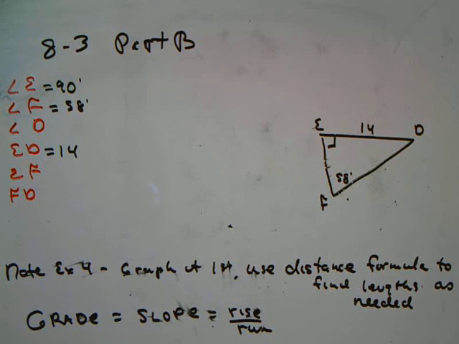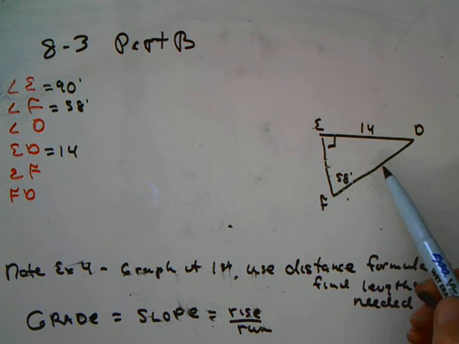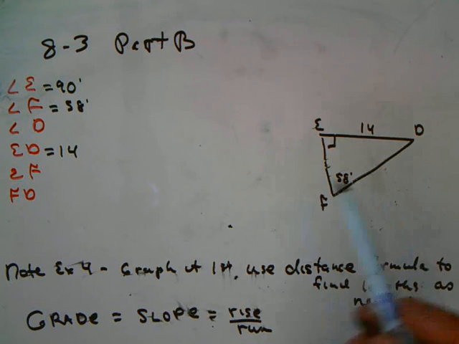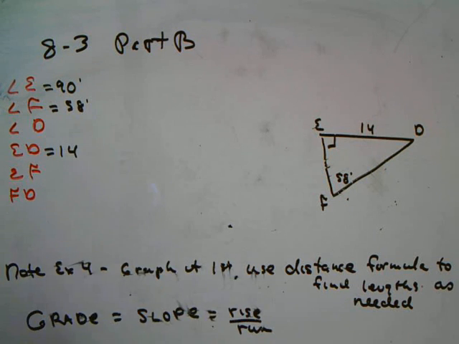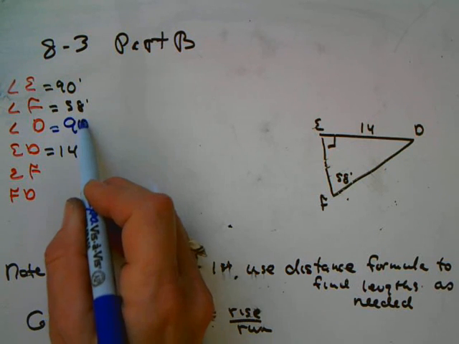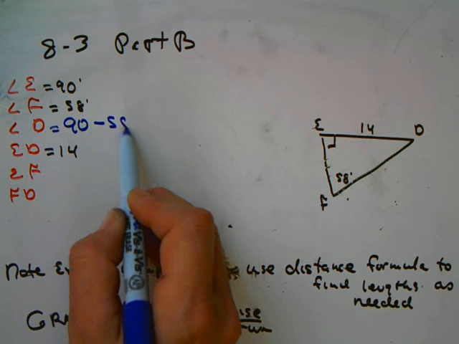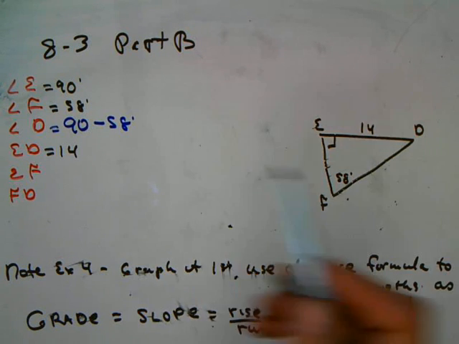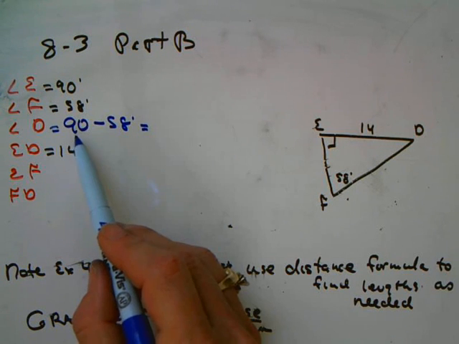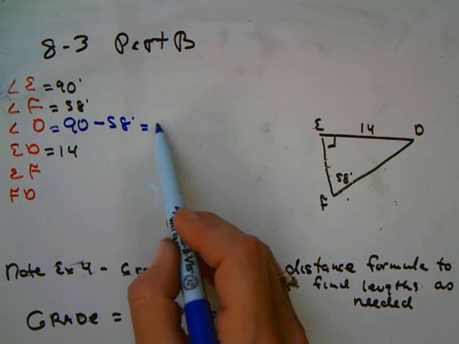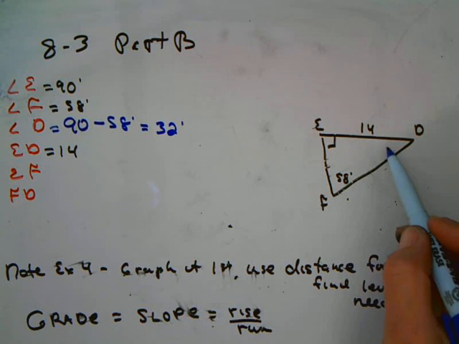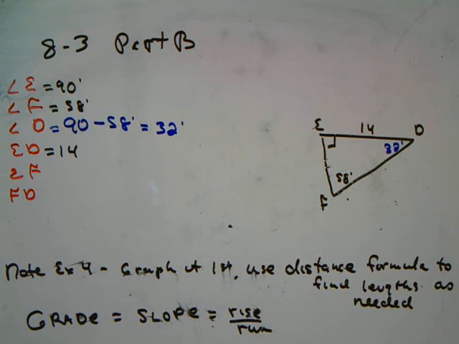Working down, the first thing I'm going to look at is what I know about a right triangle, which is that these acute angles are complementary. So angle D is just going to be 90 minus this 58 degree angle. 90 minus 50 is 40, take away 8 more, we're at 32 degrees. So I know this angle is 32 degrees. That was nice and easy.